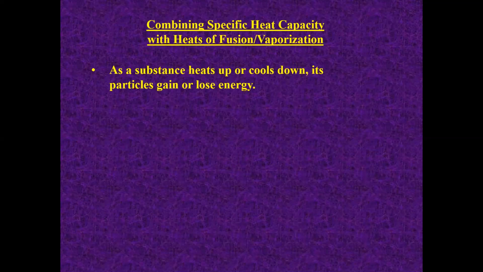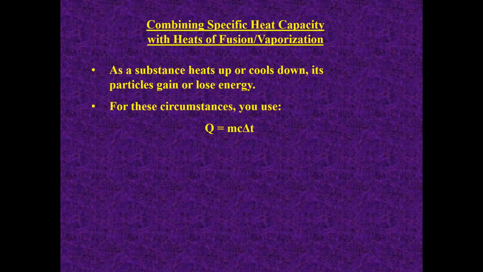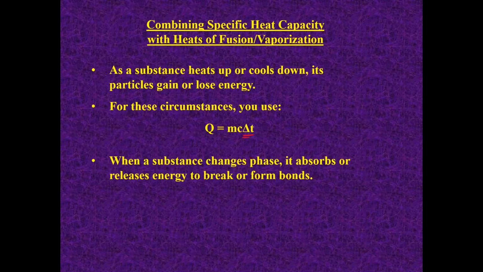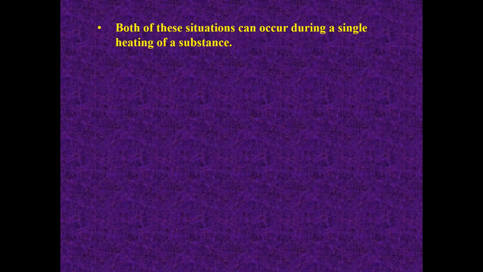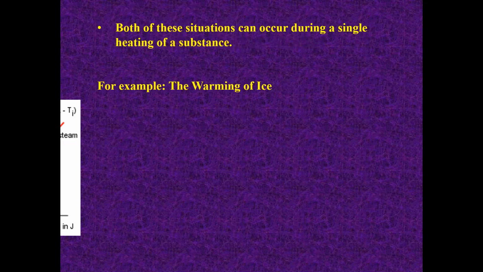Okay, so we're going to combine specific heat capacity with heats of fusion. As a substance heats or cools, its particles gain or lose energy. When there's a change in temperature, we use that formula, Q equals mc delta T. And when a substance undergoes a phase change, we use this formula. Both of these can occur in a single heating of a substance, the warming of ice.